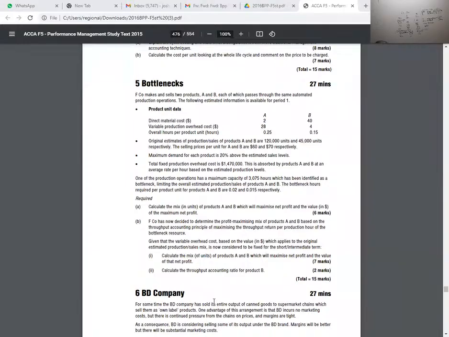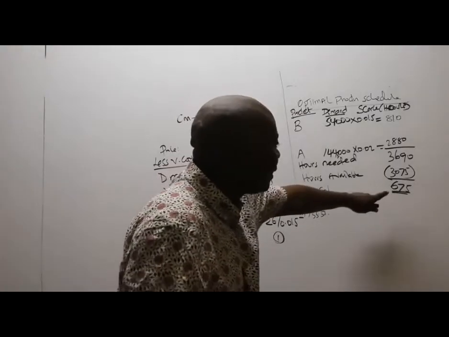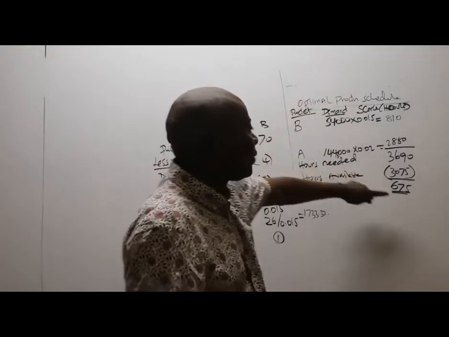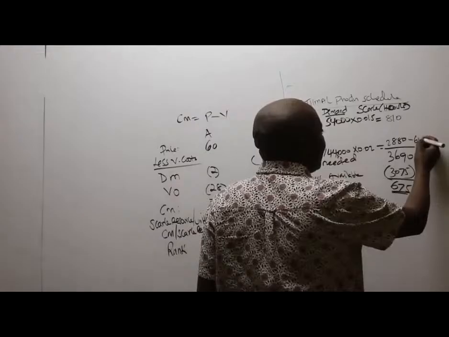So 3075 is what we have here as the hours available. So for sure there is a deficit there, a deficit of 675. Fortunately, the deficit can be covered by the last product. Remember, I'm recovering this deficit from my products upwards. So I'll come and say minus 675.